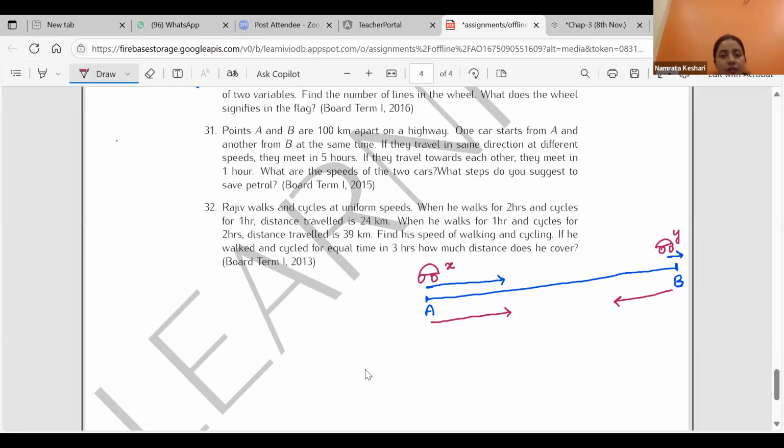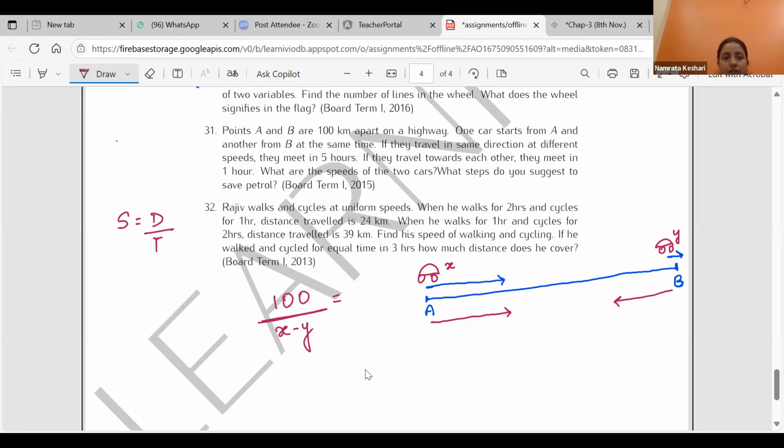Ma'am, will it be like 100 by x plus y is equal to 5? Yeah, it will work like this. We know the formula: speed is equal to distance by time. For the first scenario, speed is X and Y, both one behind the other, they are running. So finally we will take the resultant speed which will work, that is X minus Y. That distance is 100 kilometers apart. That is equal to, what is the time?